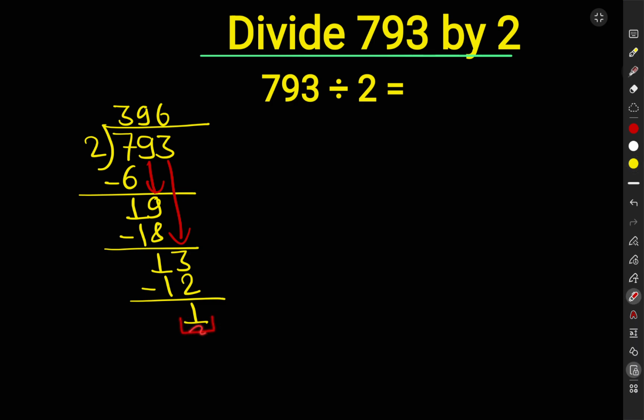So now this 1 is less than 2 and there is no other number to put down. So we take here a decimal so that we put 0. So it is 10 and 2 times 5 is 10. On subtracting we get 0. So 793 divided by 2 is 396 decimal 5.